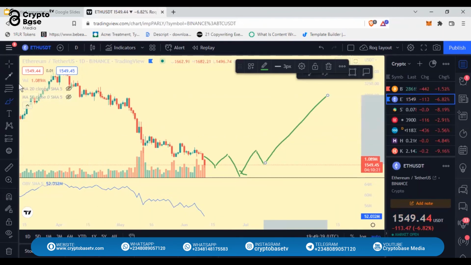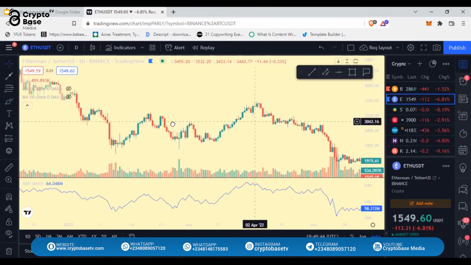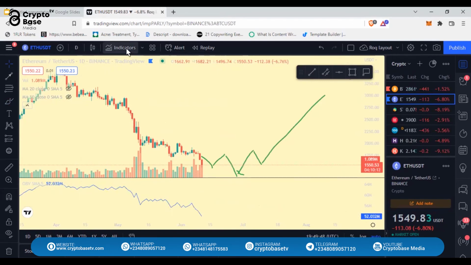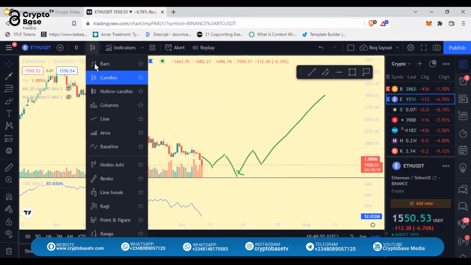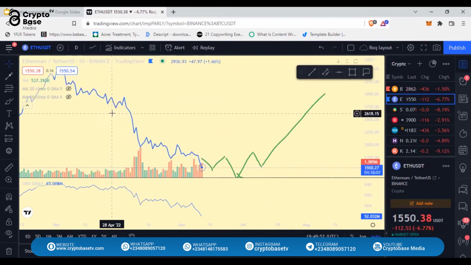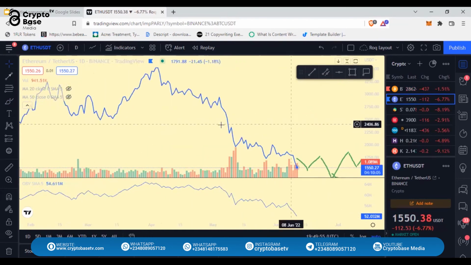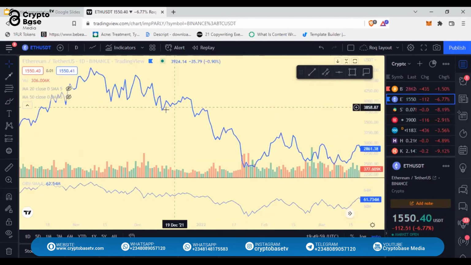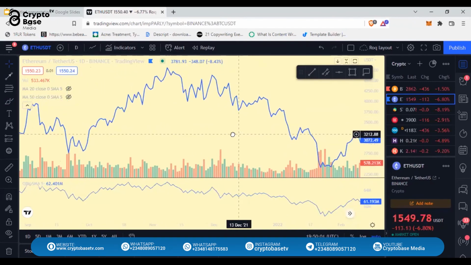Now, if you want to use this price action, just look for the patterns that you see that are relatable, that you can easily recognize. Now, this is how to easily change your charts to a line chart for you to easily recognize lines and patterns. Look at it, guys. I'm currently on a line chart. So if I see a head and shoulder, I can easily recognize it here.